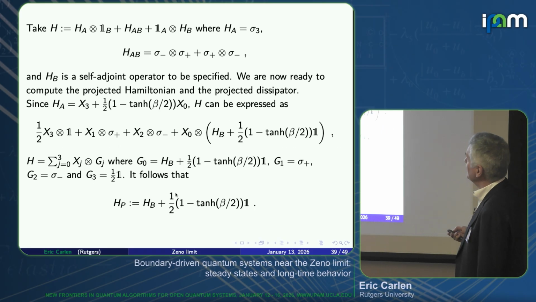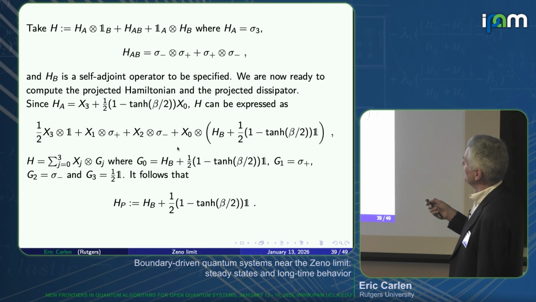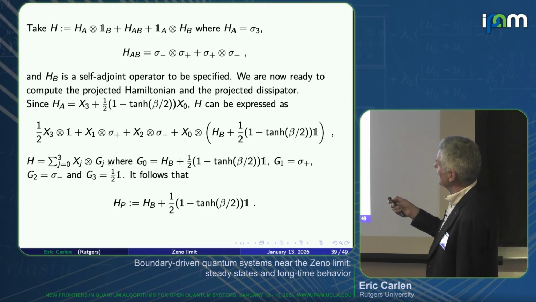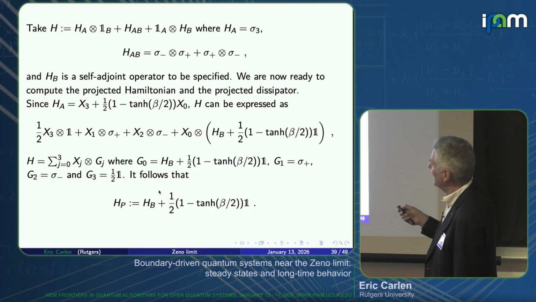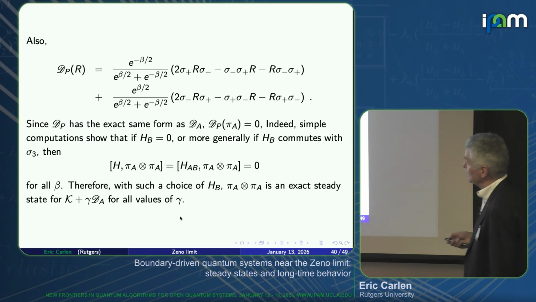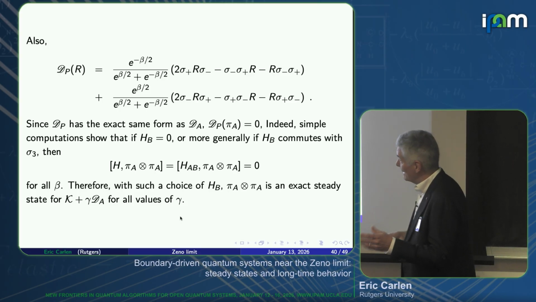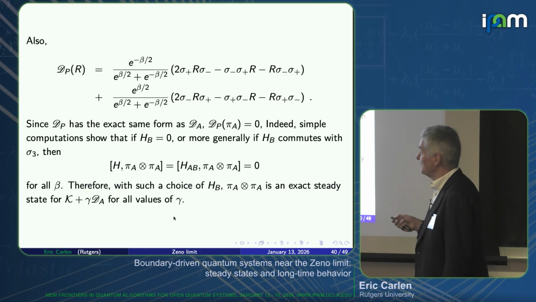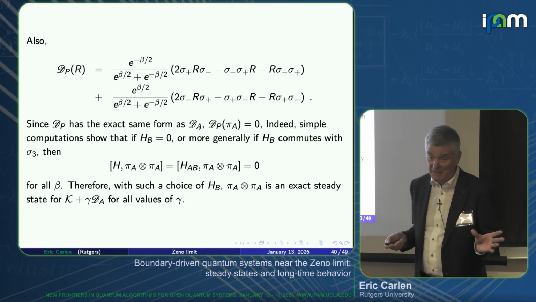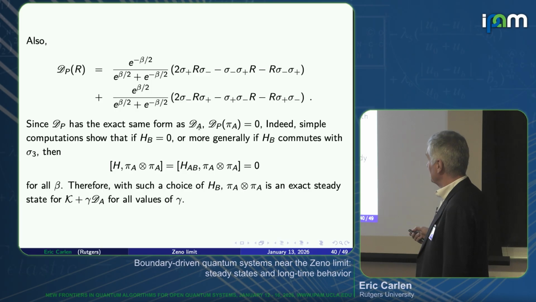Okay, so you can expand the H in terms of the first factor being each in this dual basis, call these guys the G's, and from that you can easily work out what the projected Hamiltonian is, okay? And what this dP is, the dissipation on the B space. It turns out in this example that the dP has the exact same form as dA. So in fact, the dP also satisfies the detailed balance condition with respect to this.